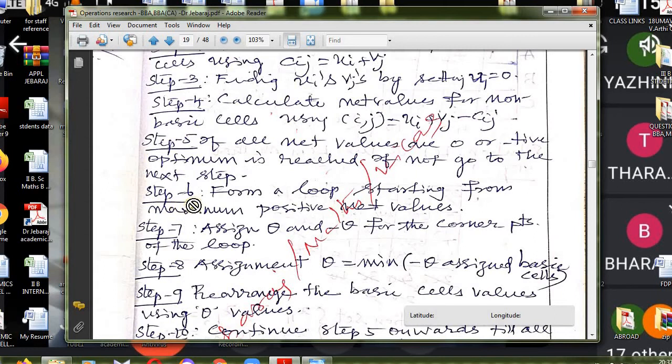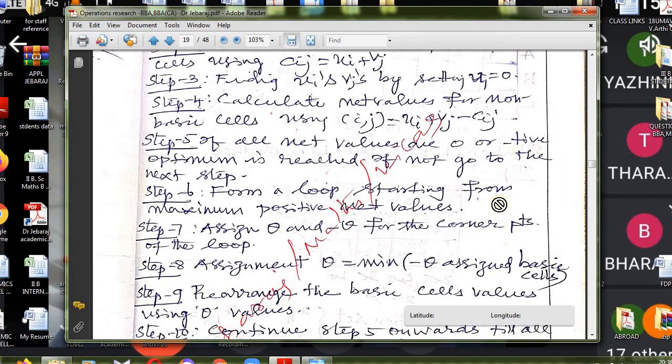Step number 6. We have to form a loop starting from the maximum positive net value. What's the meaning of that? Net values you are calculating and writing at the right top corner, if any net values are positive or more than one net value is positive, you choose the maximum positive number. Starting with that, we have to draw the loop.